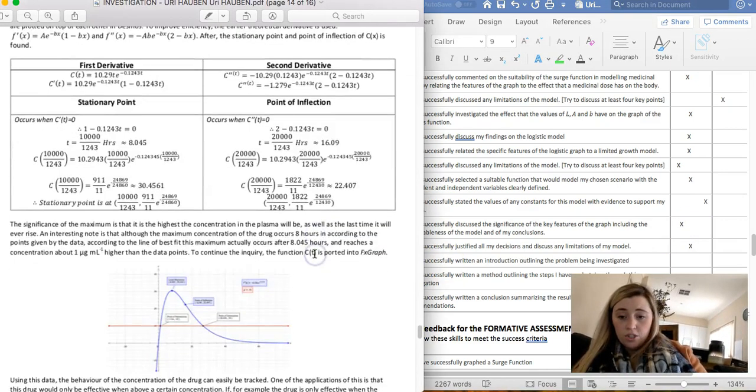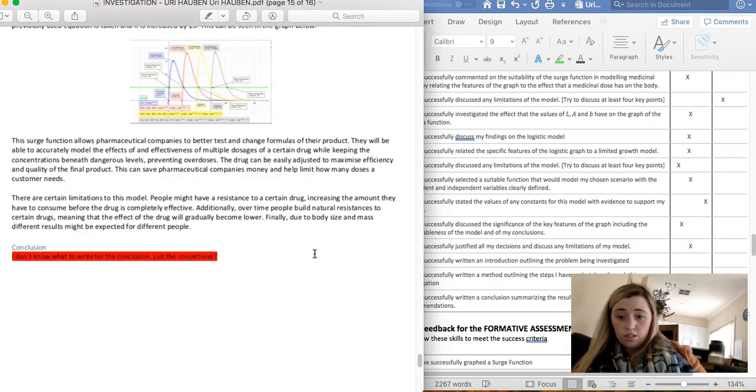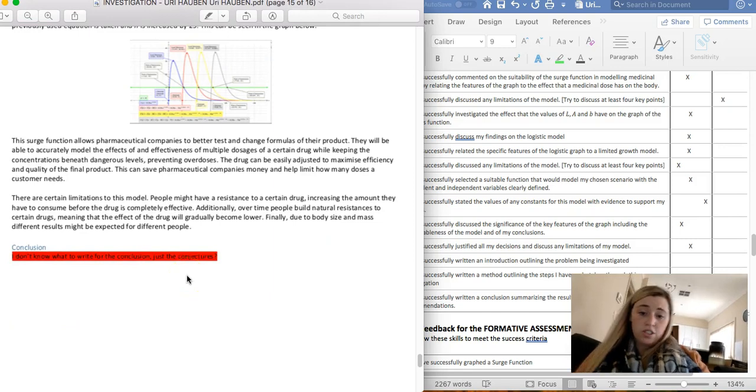So I noticed that we don't have a conclusion yet, and that's okay. You've got your reference. I don't know what to write for the conclusion, just the conjectures. So the conclusion is summarizing your results. You could include your conjectures for sure. You just want to summarize what you found.